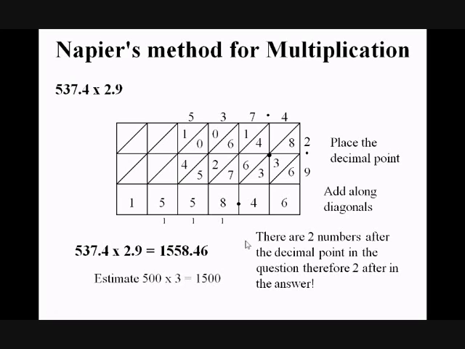Another way is to do an estimate. This number you could estimate to be around 500, and this one you could estimate to be about 3. So 500 times 3 is 1500. So my answer is going to be 1558.46.